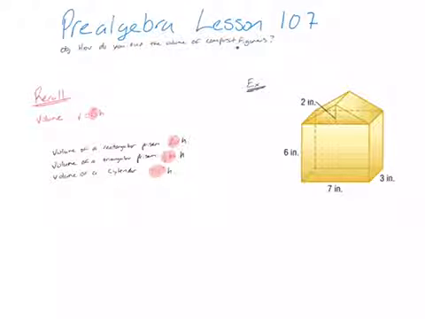Well, a composite figure is just a figure that has more than one piece combined into it. So you can't say it's a rectangular prism or triangular prism or cylinder. It's different pieces of those put together.